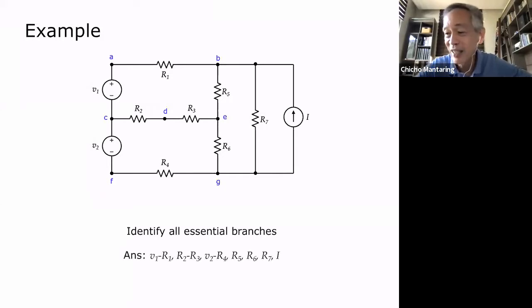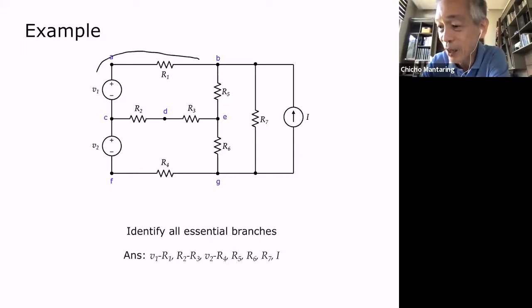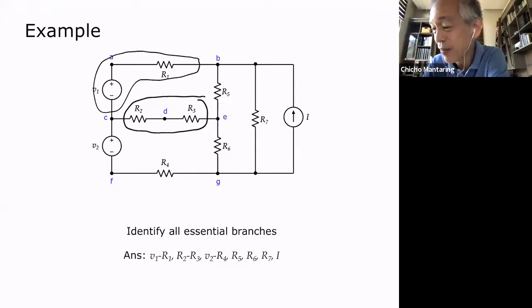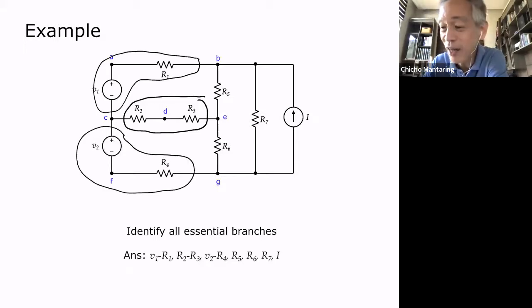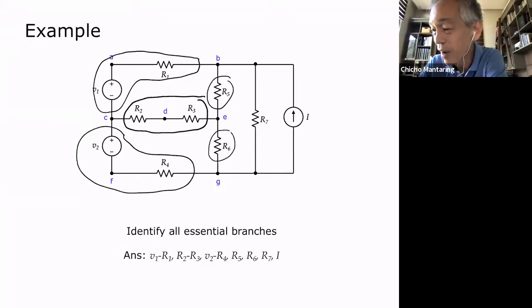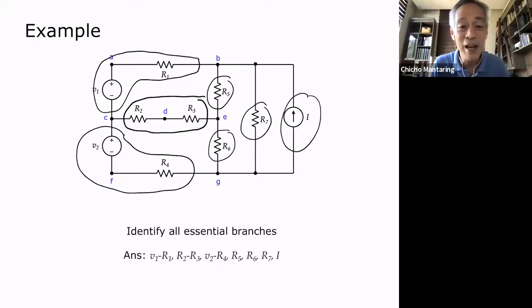These are your essential branches. Asan yung mga essential branches natin? This is one essential branch. Isa yan, no? R2, R3, this is another one. V2, R4, this is another one. So tatlo na yan, no? This connects 2 essential nodes without passing through any essential node. Then what are the others? So that's 3, this is 4, 5, 6, and 7. So siguro yung iba nakalimutan yung I. Okay? So there are 7 essential branches.